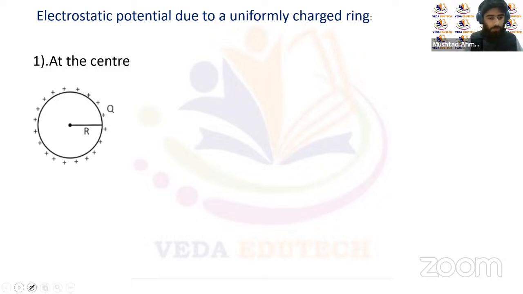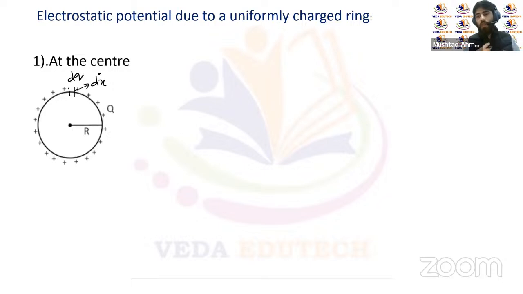In this figure you can see that we have a ring of radius r, and there is a charge q which is uniformly distributed on this ring. q is the total charge on this ring, and r is the radius. Let's suppose I take an element of charge on this ring, dq, of length dx. So dx is the length of this charge element, and dq is the charge on this element.